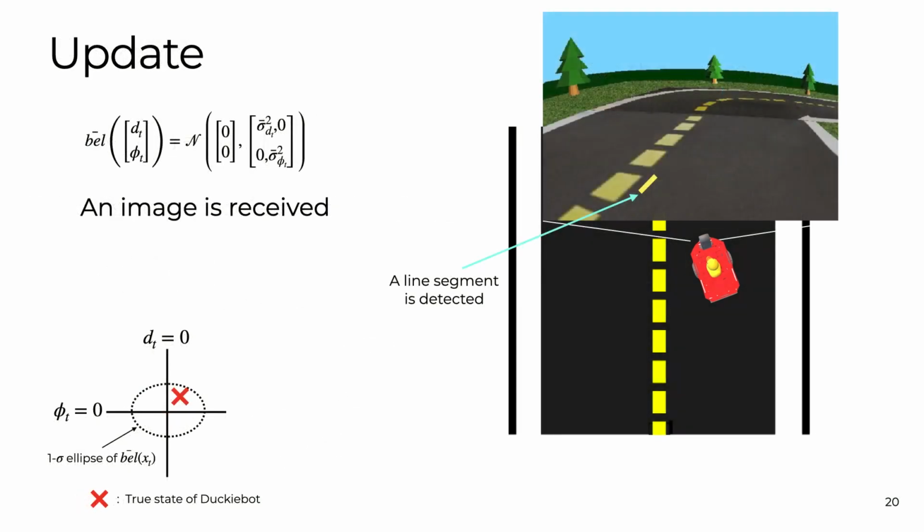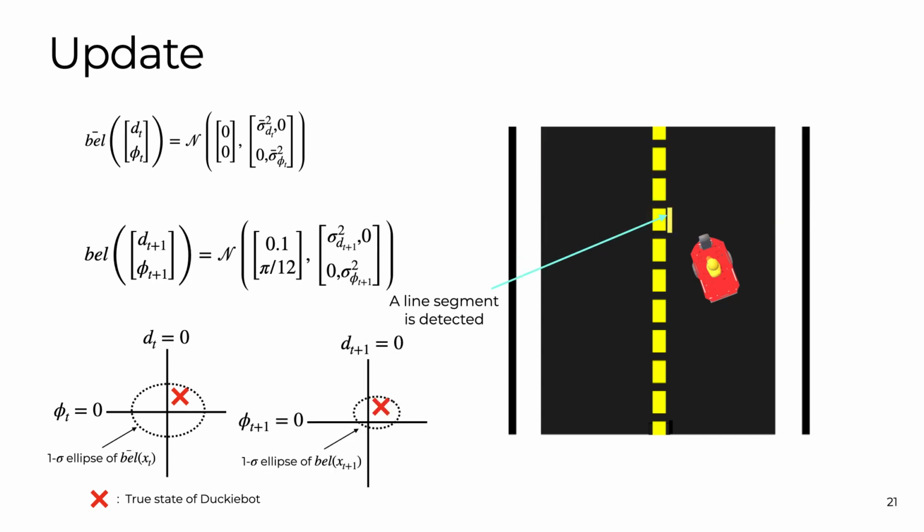Next, we get a camera image, and in that image we detect a yellow line. This yellow line tells us something about where we are in the road. We project that line to the ground plane using our homography matrix. This line corresponds to a measurement that we can use to update our estimate and get our posterior belief. In this case, our uncertainty shrinks around the true Duckiebot location.